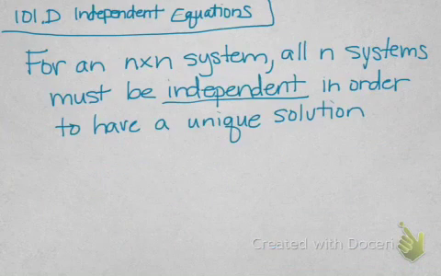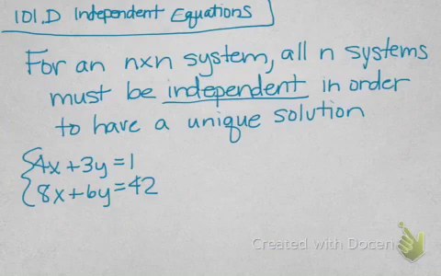Okay, independent equations. If you have an n by n system, so if you have a square system, all n systems must be independent in order to have a unique solution. So if you have a 2 by 2, both systems have to be independent. If you have a 3 by 3, all three have to be independent, and so on. So let's do an example.